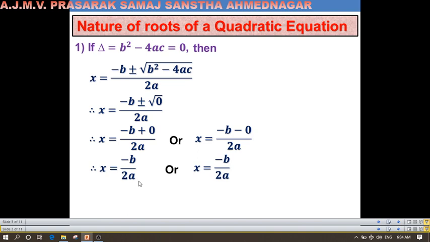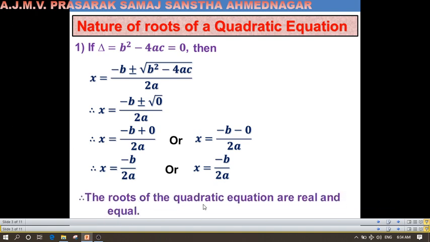Here a, b and c are real numbers, so both roots are also real numbers and both are equal. So the roots of the quadratic equation are real and equal. It means that if delta, that is a discriminant, b square minus 4ac is equal to 0, then the roots of the given quadratic equation are real and equal.